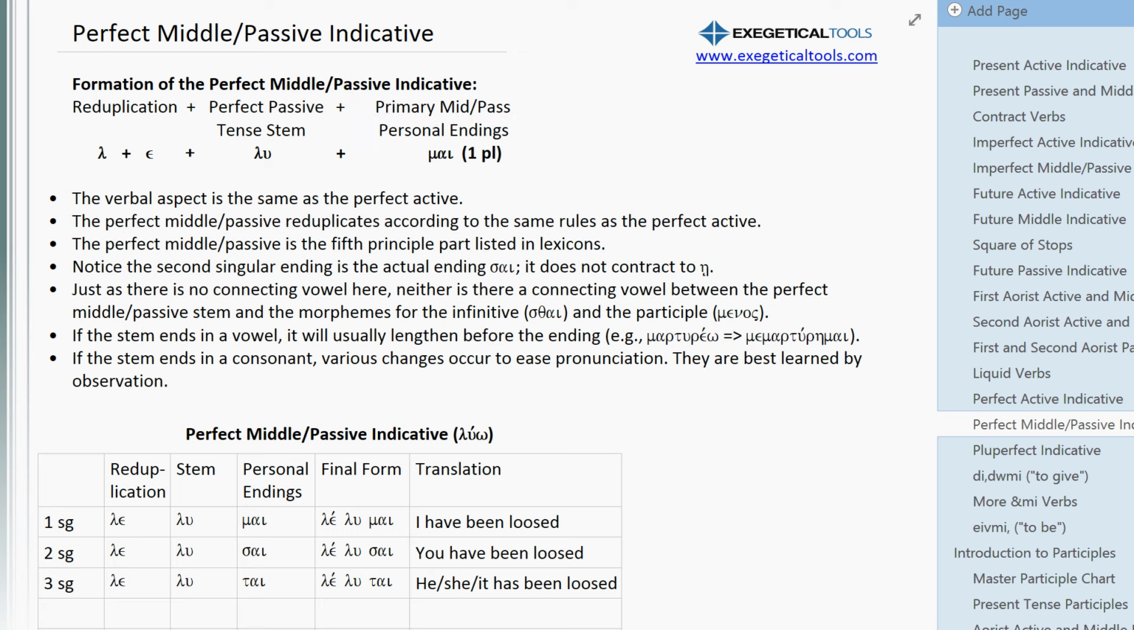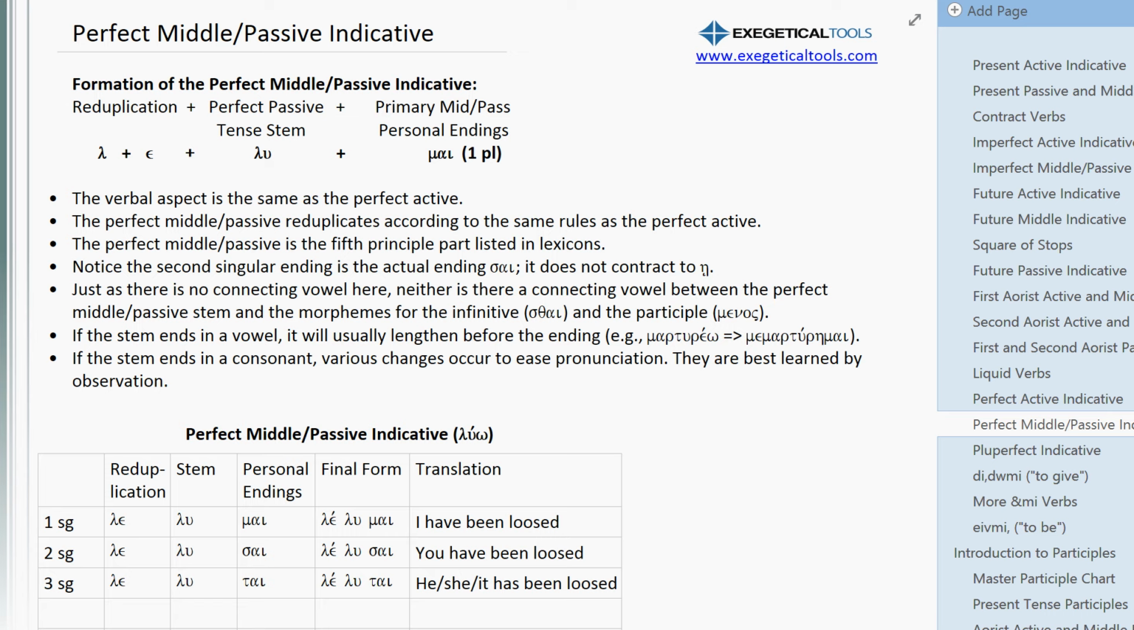But it actually makes for a very easy paradigm because there's no connecting vowel. It's the primary middle passive personal endings. Some people call them the primary B endings. Mai, sai, tai, metha, sthe, ntai. And as we'll see, there's not even a contraction that occurs in the second singular. So this is a pretty simple paradigm to learn.